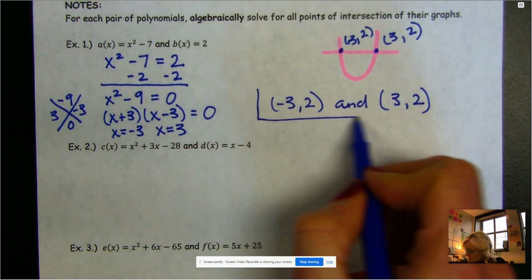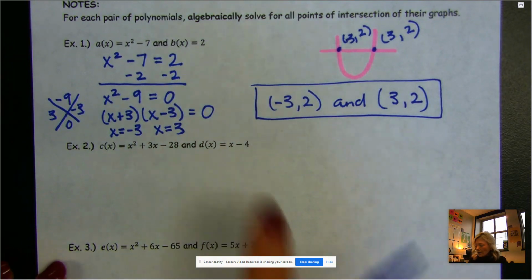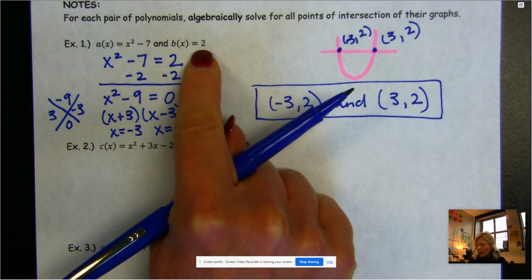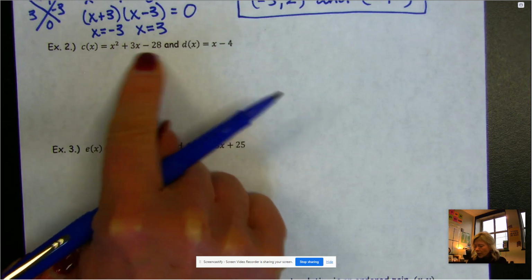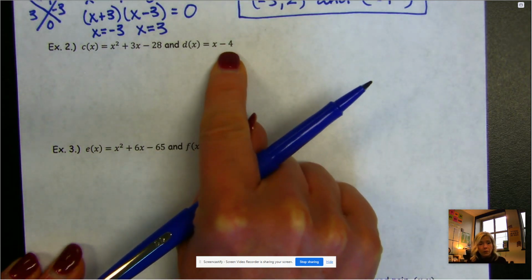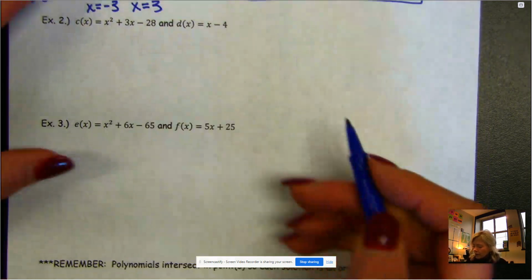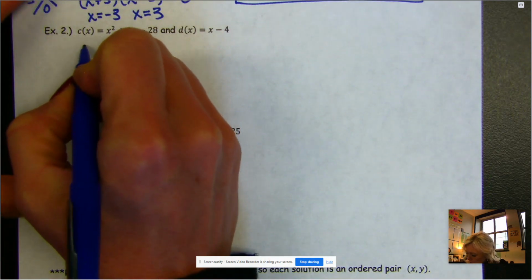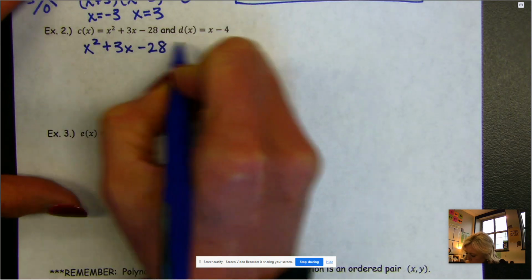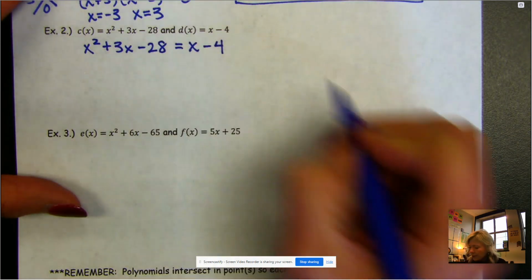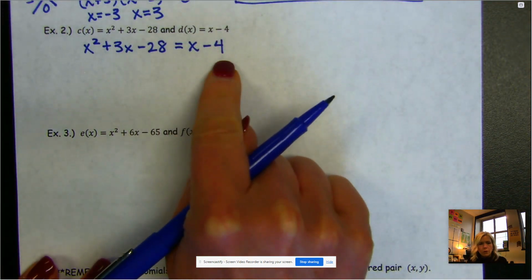All right? Okay. So each example is going to be just a little bit more complex. So our second function was just a horizontal line. And then the next set of functions, we have a quadratic here, and then x minus 4. So this is a line that has a tilt to it. But I'm going to do the same process. I'm going to set the two functions equal to each other. Okay? So x squared plus 3x minus 28 is equal to x minus 4.